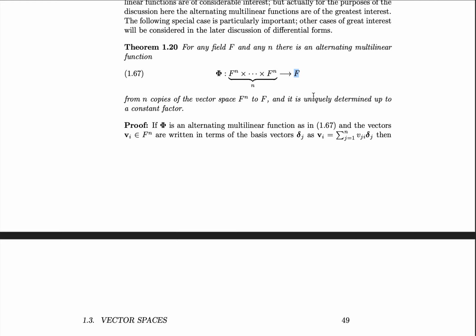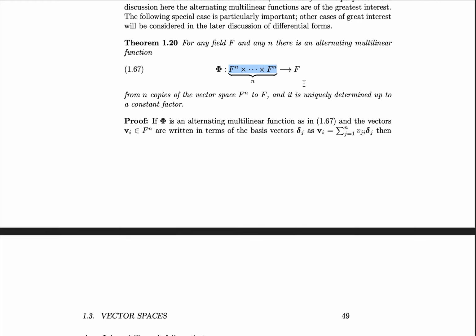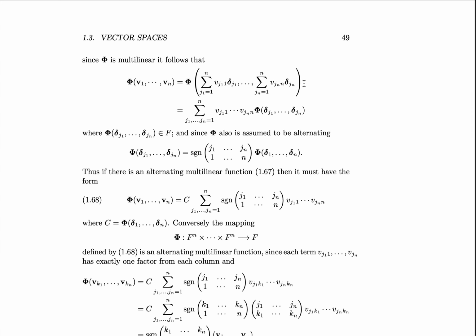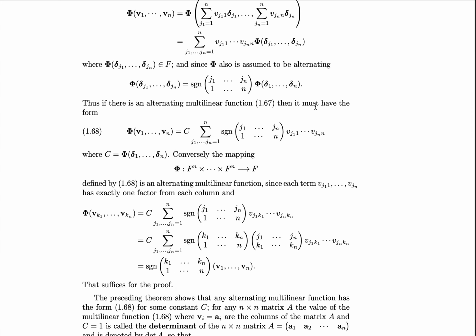This is essentially our determinant, because we're going to take n vectors, so we can think about this as a square matrix, and send them to a number, in the same way the determinant takes any matrix and sends it to a single scalar. With that, we have a lot of our prep work, and we're about to go ahead and define the determinant.